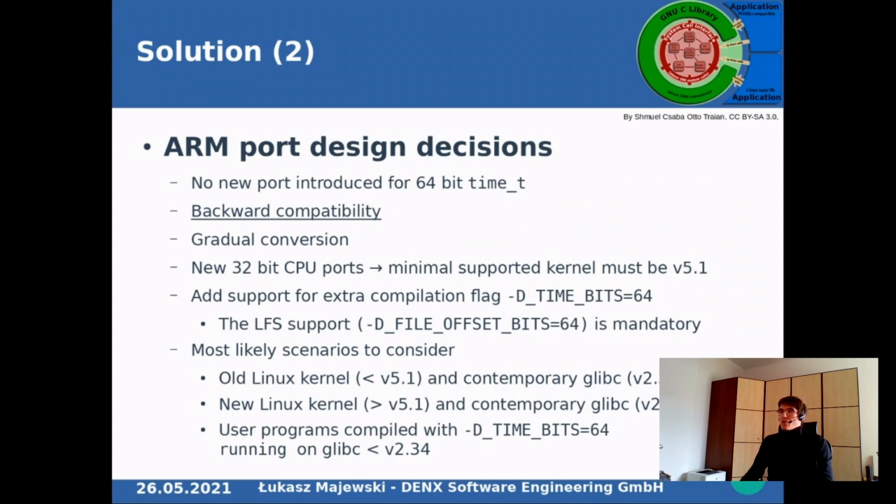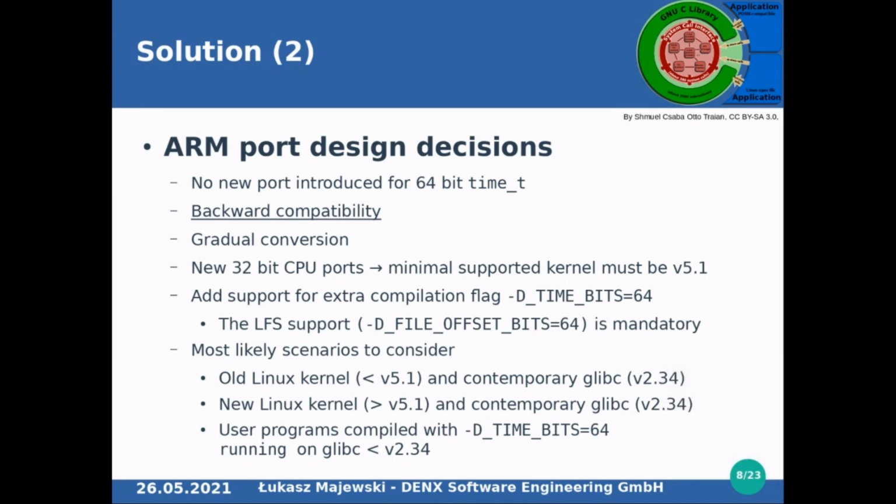Now I'd like to say a few words about the ARM port design decisions, which were taken to solve the problem in glibc. First of all, the idea was to have a new port with 64-bit time variables, but that would impose extra work because two separate ports for the same architecture would need to be maintained. And the same situation would be for i386 or 32-bit PowerPC. With a new port, the backward compatibility would be broken because one could mix different binaries which are not compatible with each other. So instead, the approach with gradual conversion has been adopted.